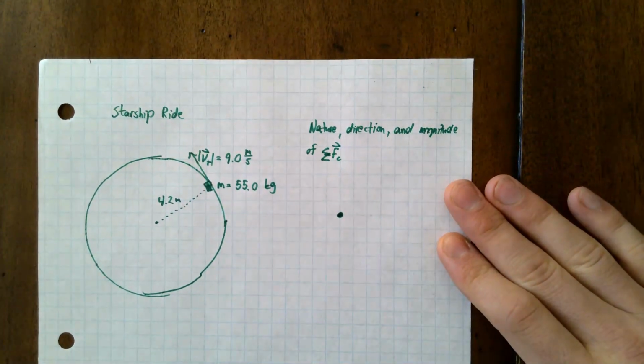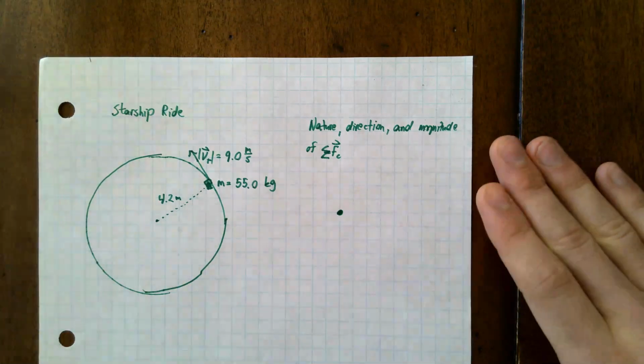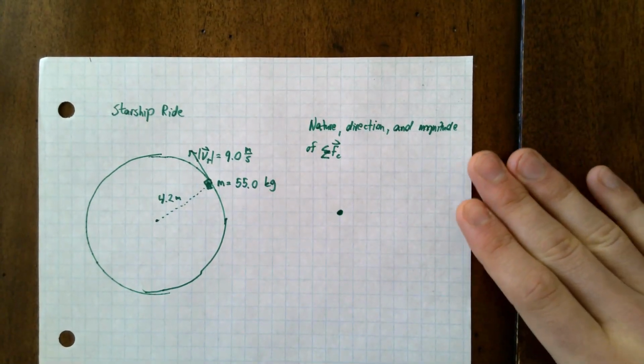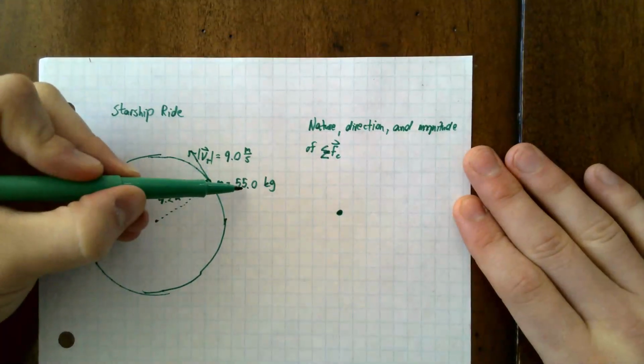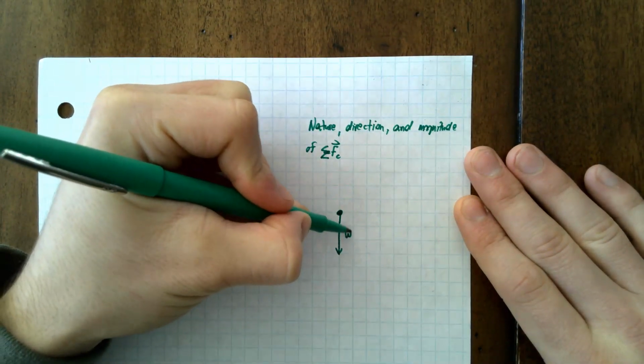There's a dot representing your body. There are 3 forces that are acting on your body at this point in time. Because you have some mass, we can always draw the weight, right? So we have force of weight.